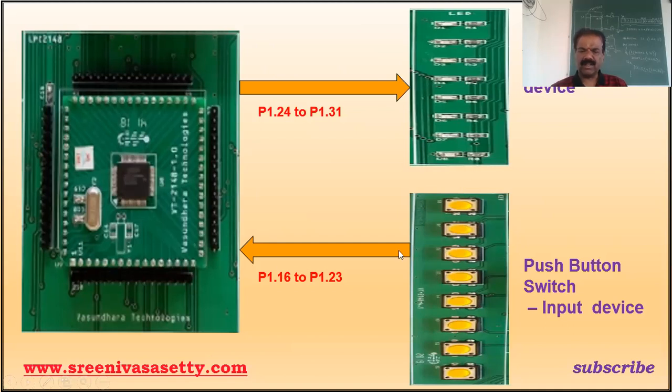Actually, here there will be 8 LEDs. Here 8 switches, 8 LEDs. We are connecting the switches at P1.16 to P1.23, and here the LEDs from P1.24 to P1.31. Now I'm going to explain the actual circuit diagram behind this. Just we can see that.